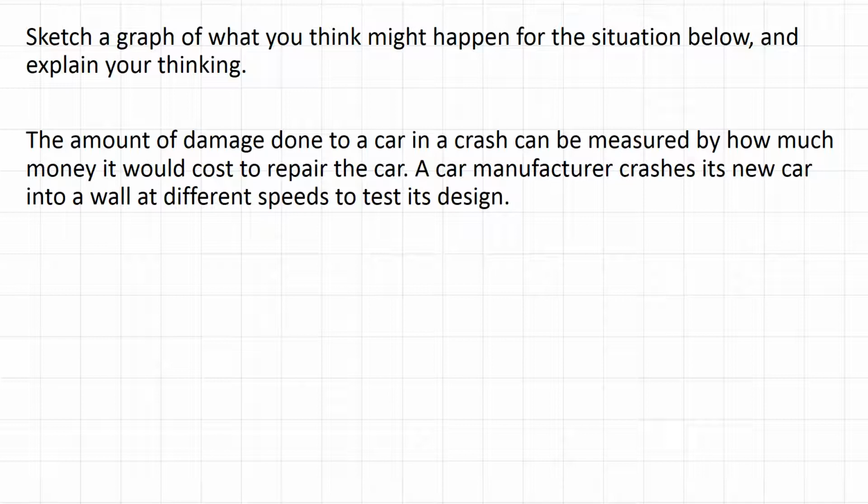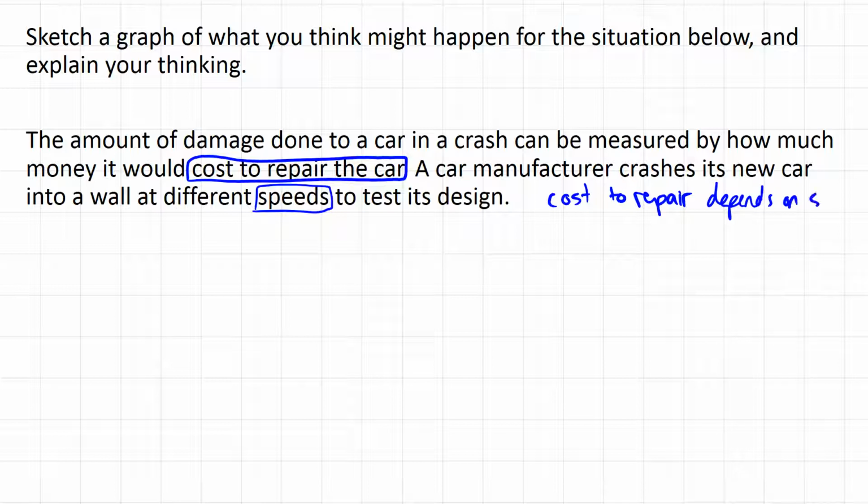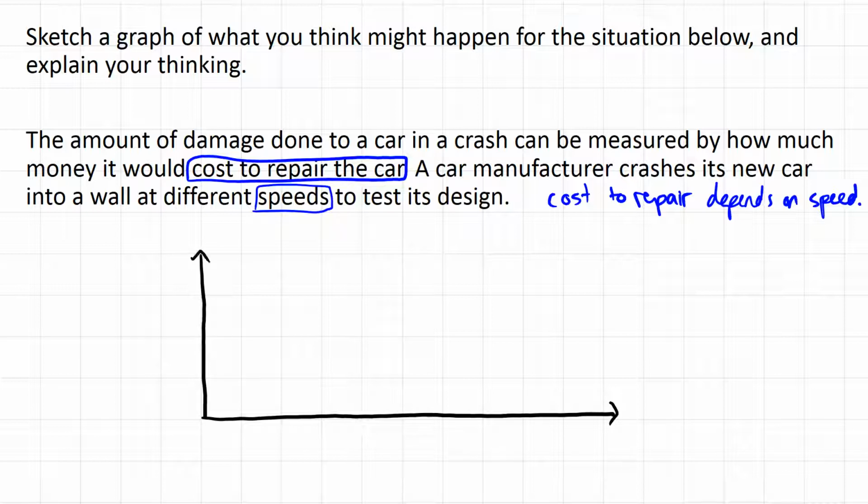So we're measuring the amount of damage done to a car based on the cost to repair the car. So that's one variable, cost to repair, and we're doing it at different speeds. So speed is the second variable, and the cost to repair depends on the amount of speed. I always like to write that out at the beginning so that I have my variables for sure sorted out before I get to my graph.